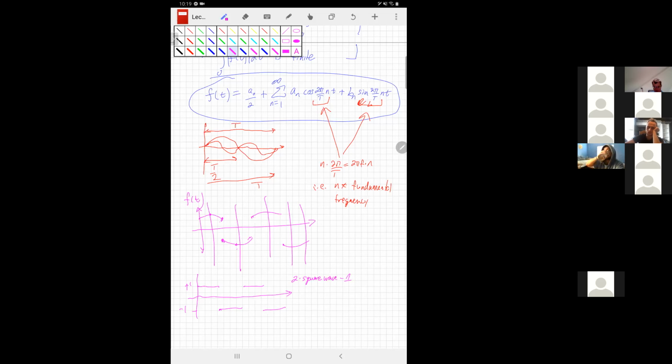Plus 1 over 2, my bad. Square wave plus 1 over 2, because adding 1 would shift everything up. And then we divide by 2.